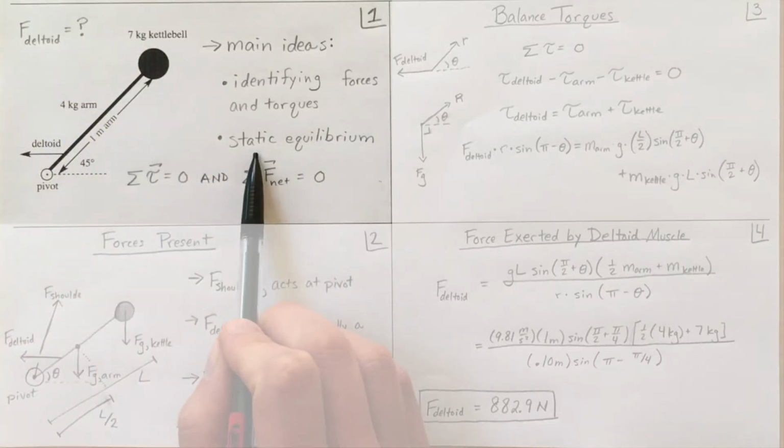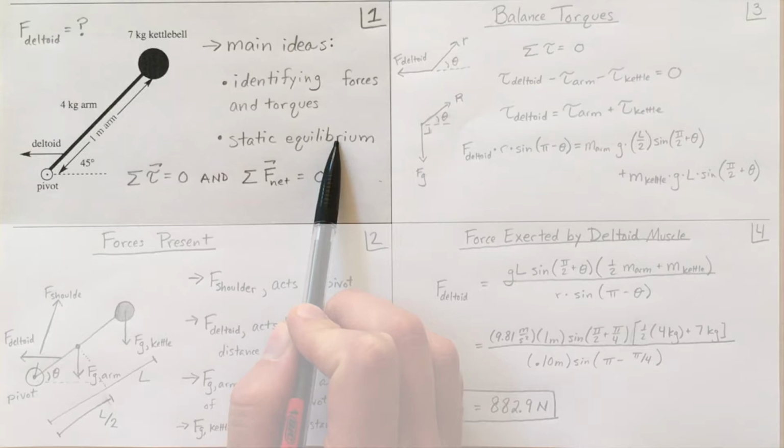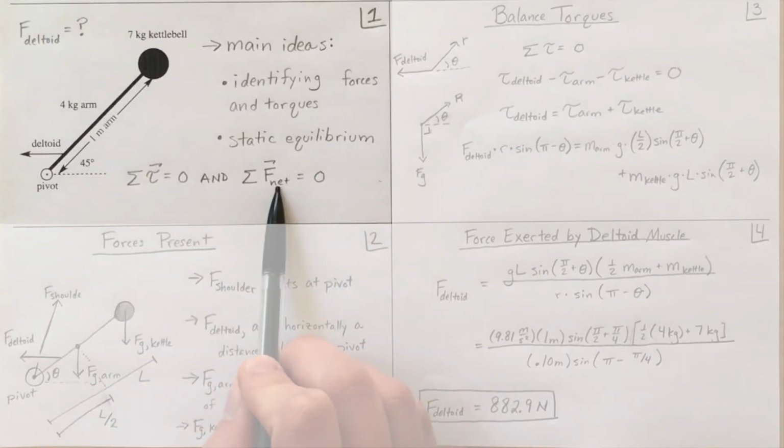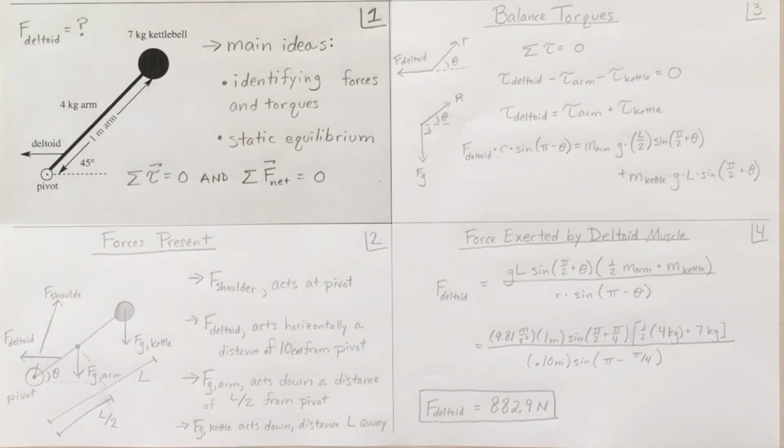The main ideas involved in this problem are identifying all the forces and torques that are present in this situation and understanding static equilibrium and the conditions that requires, namely that the sum of all torques and the sum of all forces are both equal to 0.